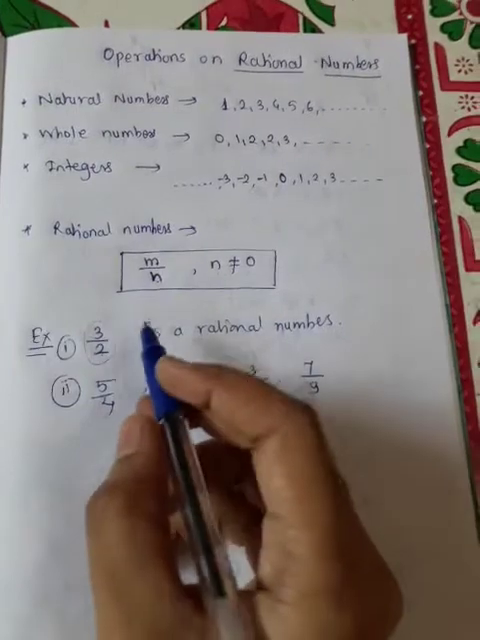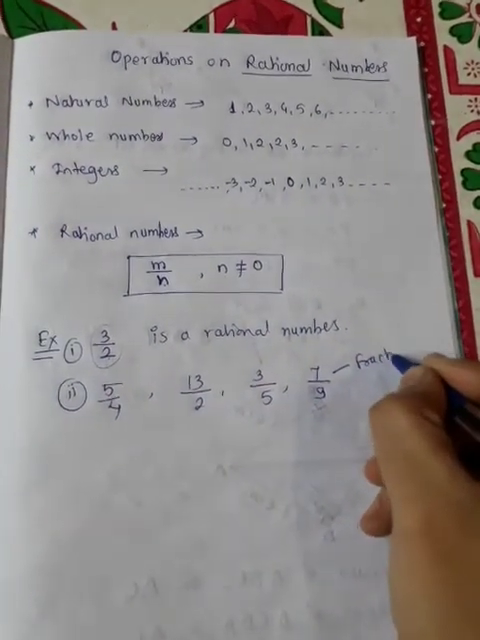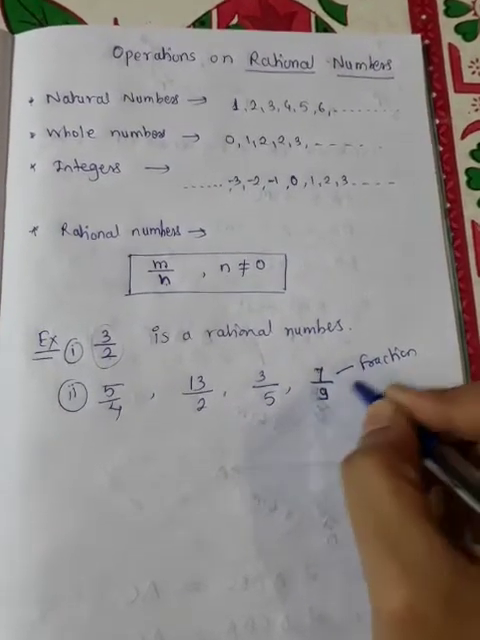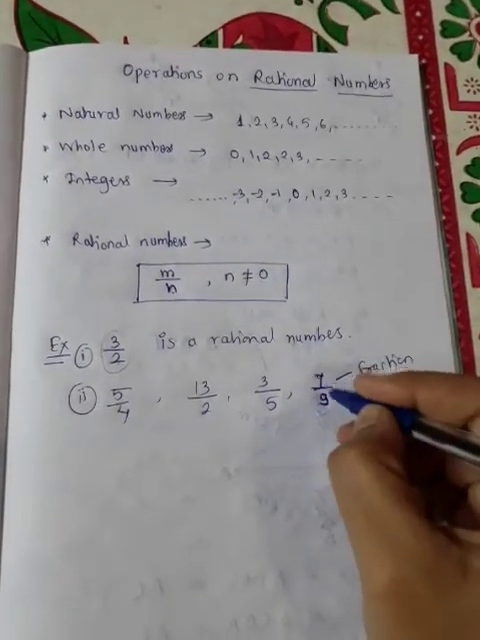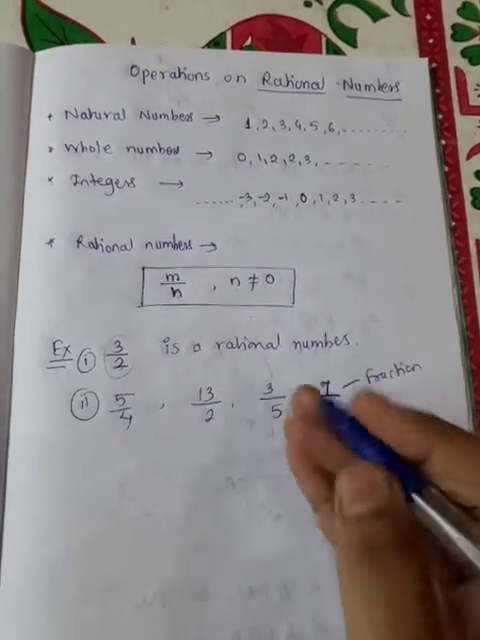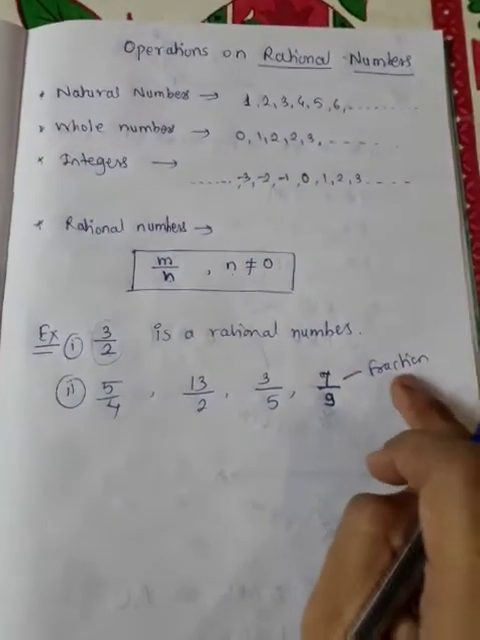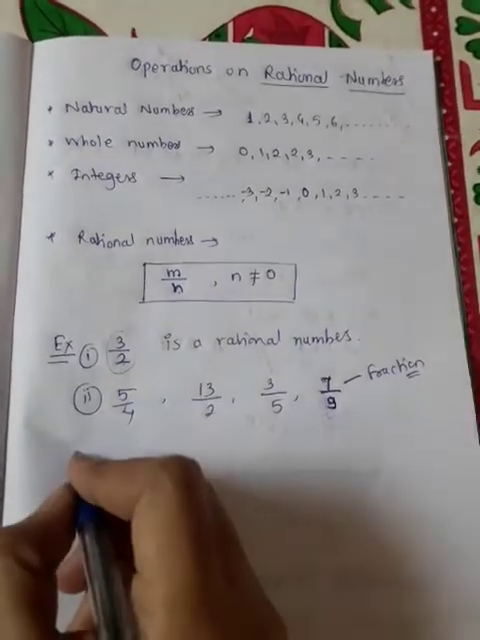You observe that rational numbers are in the form of fractions. This is a rational number, 7 by 1, and 7 by 9 and 3 by 5 are also fractions. So rational numbers are always in the form of fractions. Remember that.